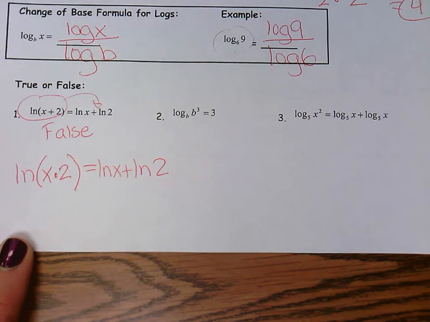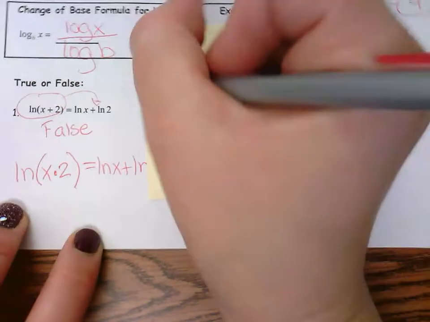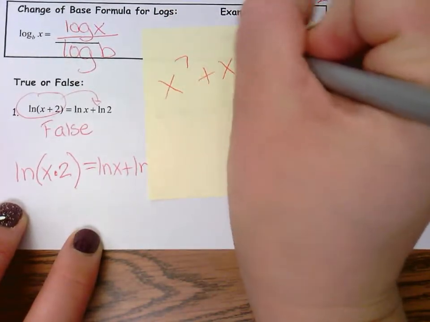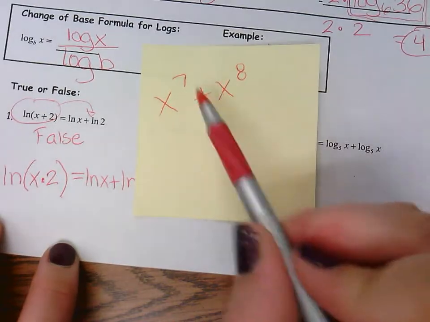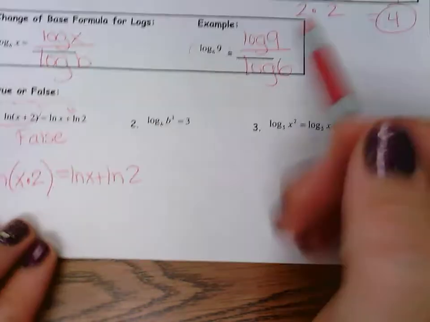It's just like the same thing for if you were looking at an exponential problem. If you have x to the 7th plus x to the 8th, you're out of luck. You can't combine those, right? They're different terms. All right, what about number 2?